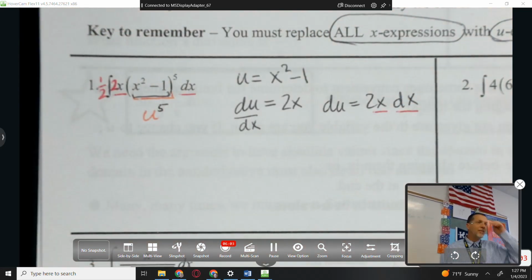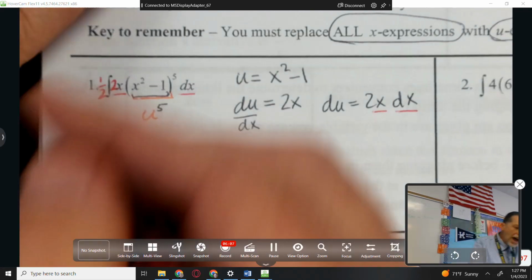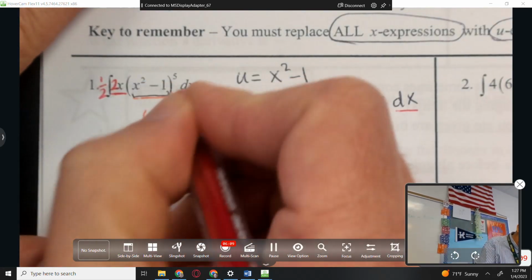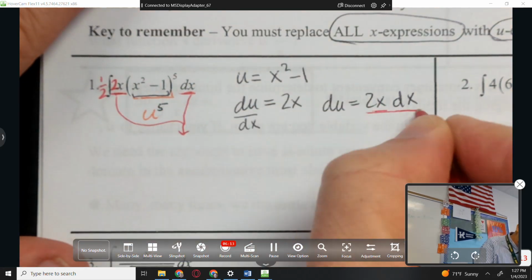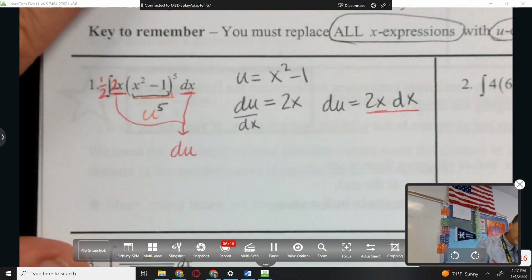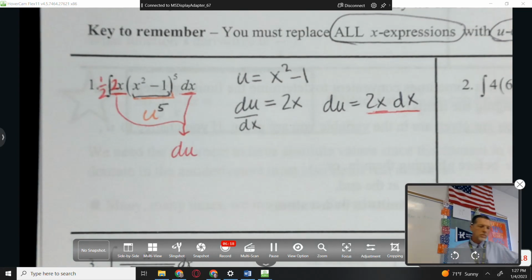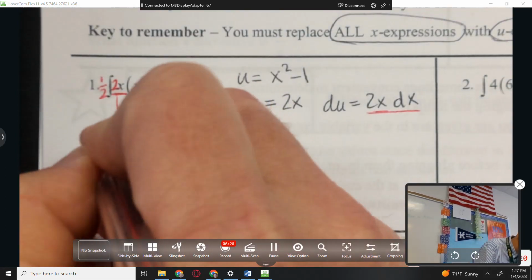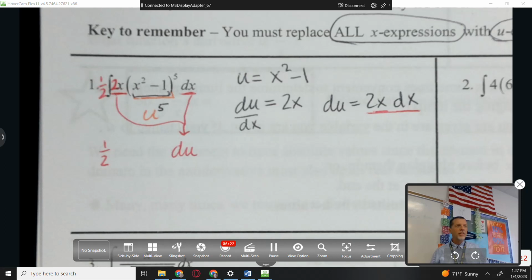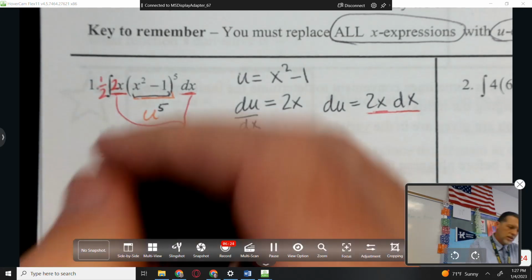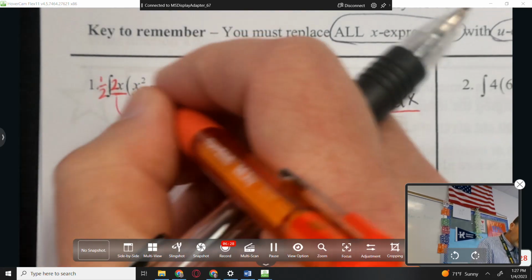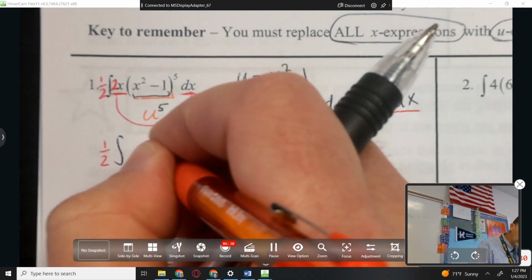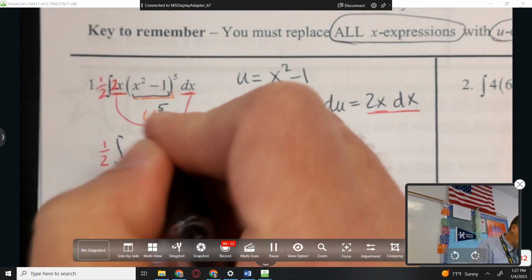And on some level, it's like, well, what's the point of multiplying by 2 and dividing by 2? Except that now it matches up. Now this 2x dx, that's du. I still have this 1/2 out front, but I don't mind a 1/2 out front. I can deal with that. And then on the inside, I have x squared minus 1, but that was u. U to the 5th.